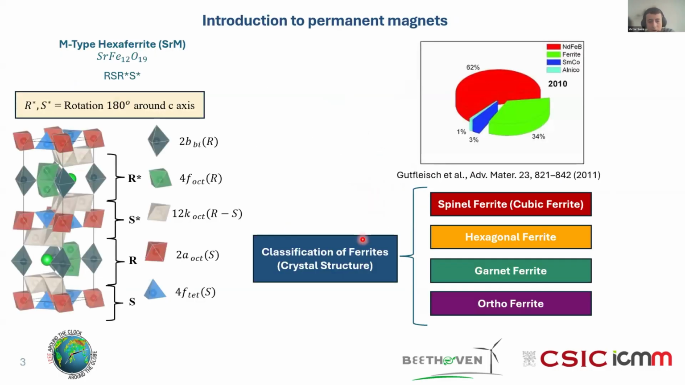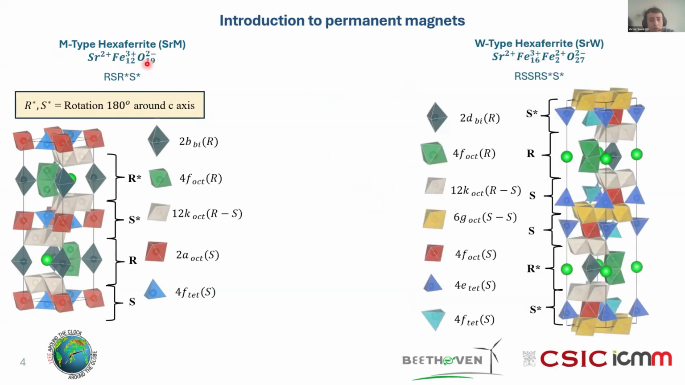In the family of ferrites, the most important ones for permanent magnet applications are the hexagonal ferrites, especially the M-type hexaferrite that is already used in the industry. We're going to compare this material with another material of the same family, the W-type hexaferrite. It has been shown experimentally that the W-type hexaferrite can improve some of the magnetic properties of the M-type hexaferrite.